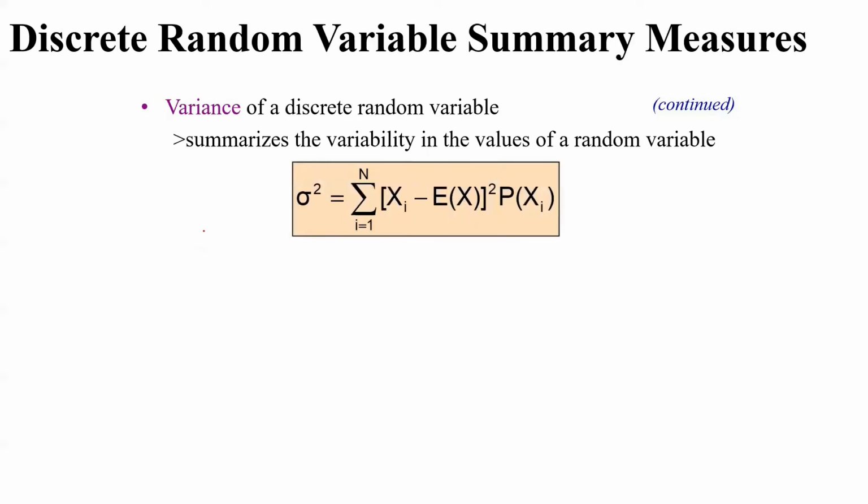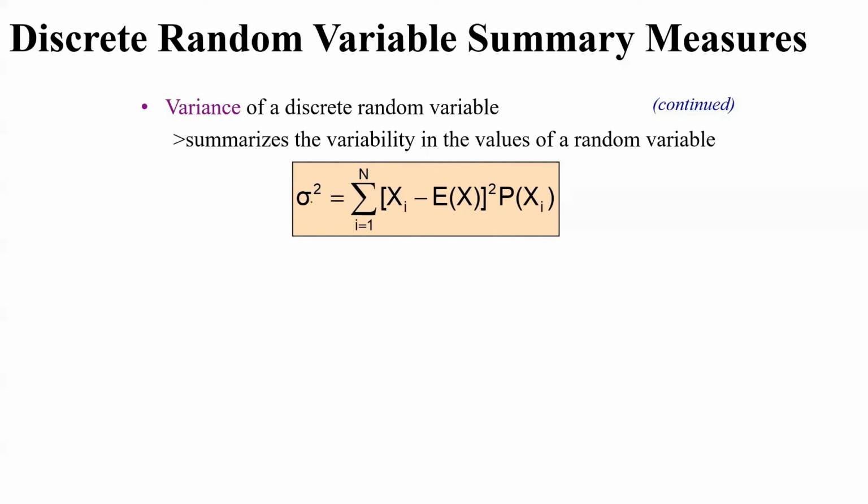Now, variance. Take a look at this. Variance of a discrete random variable summarizes the variability in the values of the random variable. To calculate the variance in a discrete probability distribution is very simple. Use the formula: sigma squared equals the sum of (xi minus E(X)) whole squared, multiplied by P(xi). This is the formula you got to know in order to find the variance.